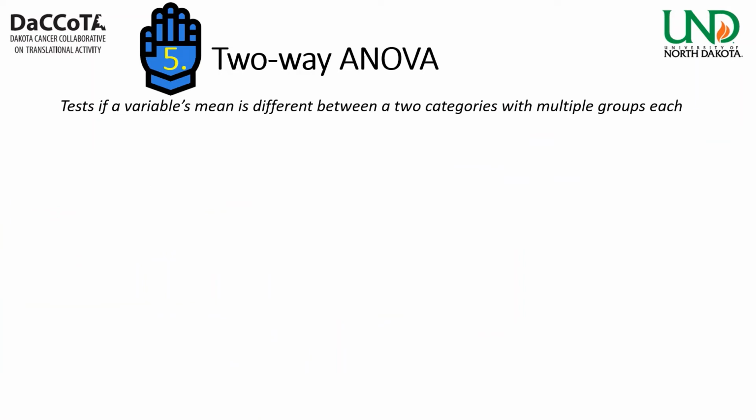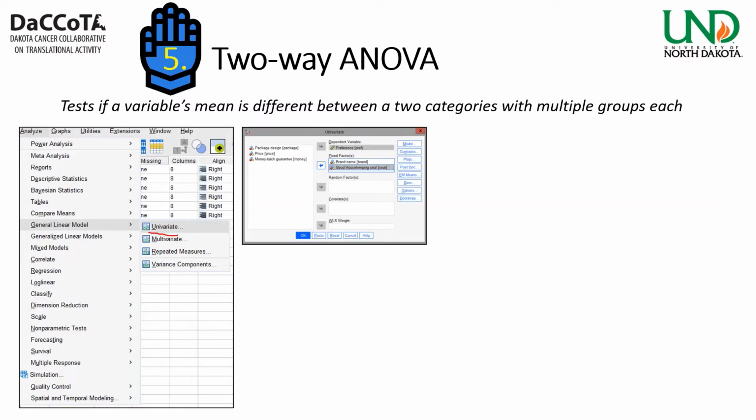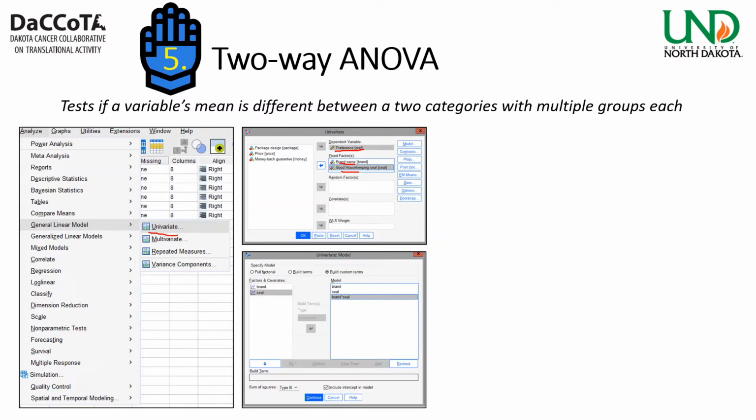Okay, we've mastered one-way ANOVA, or at least gotten our feet wet in it. Let's turn to two-way ANOVA, which tests if a variable's mean is different between 2 categories with multiple groups each. We can do this with a general linear model under Analyze and Univariate. And then what we can just do here is our dependent variable as preference, and then our fixed factors. So you could have brand name and good housekeeping seal. These are categories.